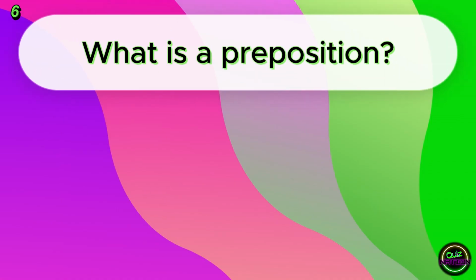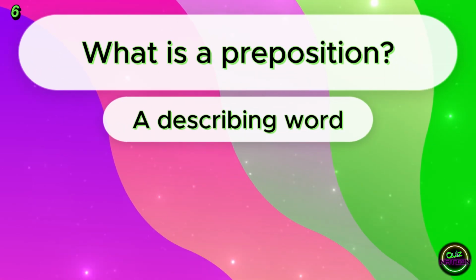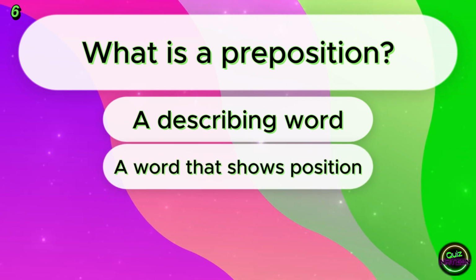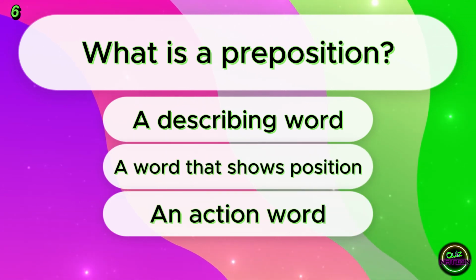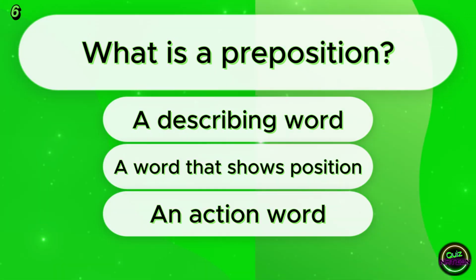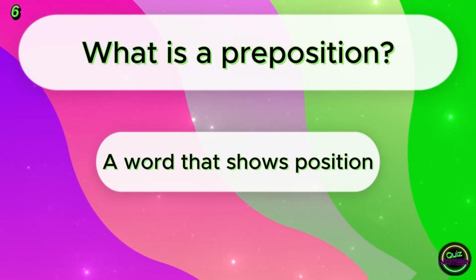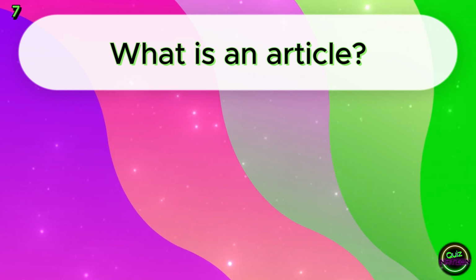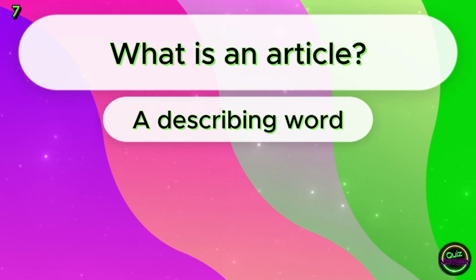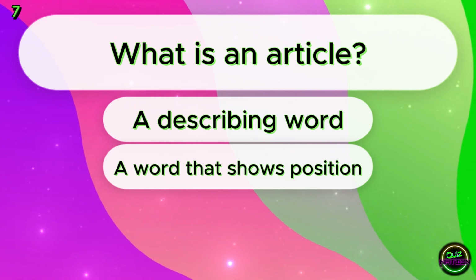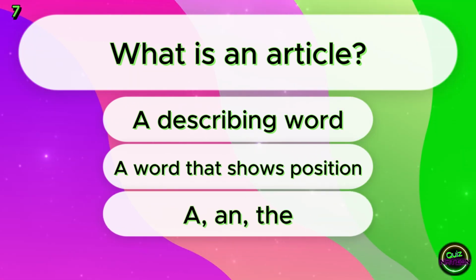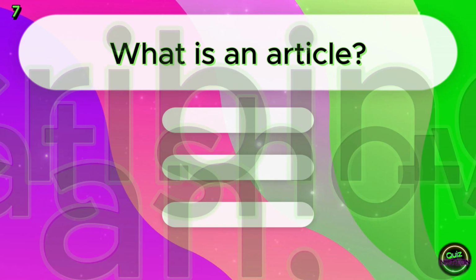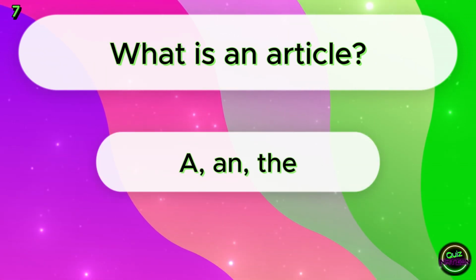What is a preposition? A describing word, a word that shows position, an action word. A word that shows position. What is an article? A describing word, a word that shows position, a, an, the. A, an, the.